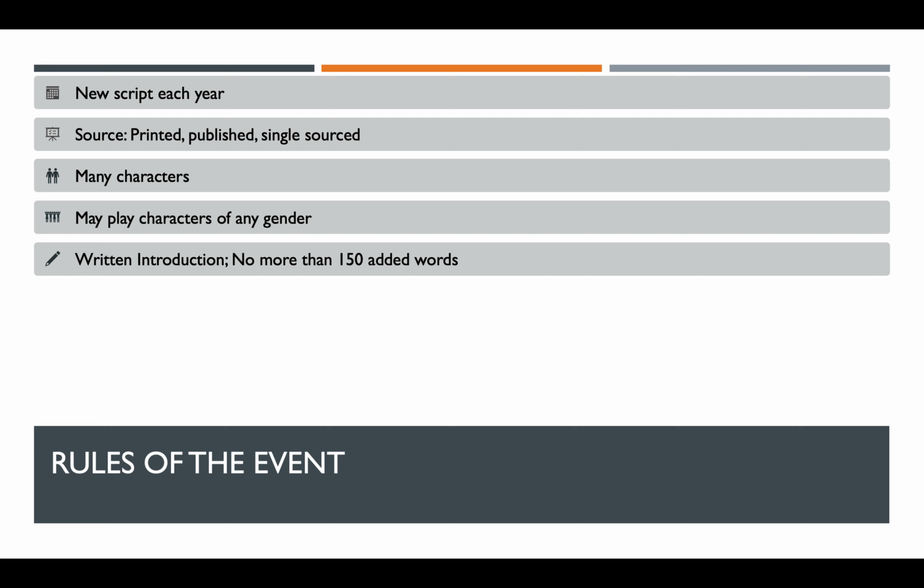You are also not allowed to have more than 150 added words, which includes the introduction. Usually these added words help you transition from one scene to the other in your speech and make it a little bit easier for you to verbally announce transitions, or allow you to link characters to each other or link dialogue with each other.